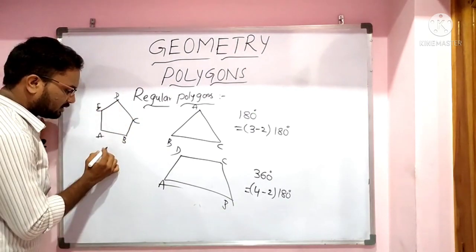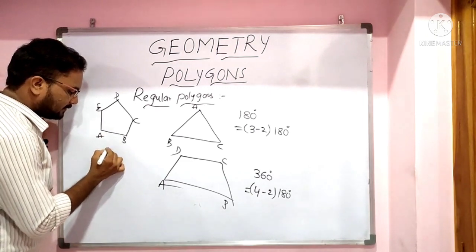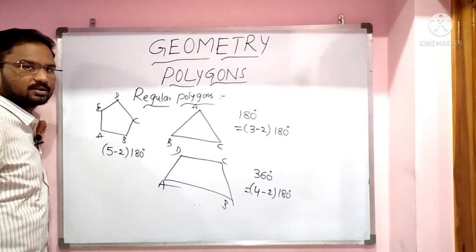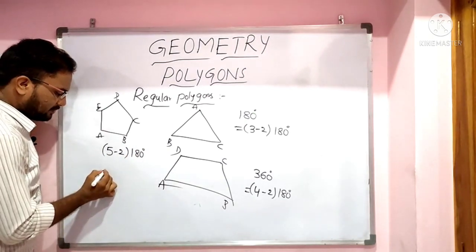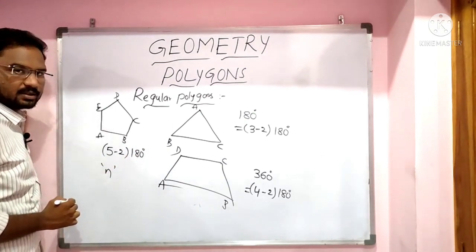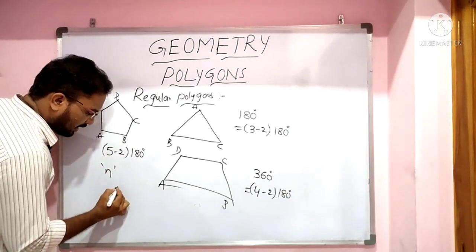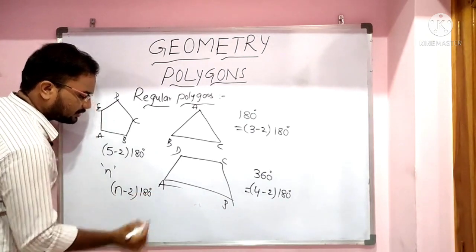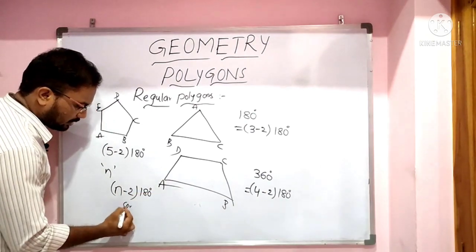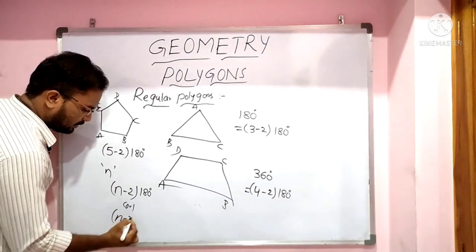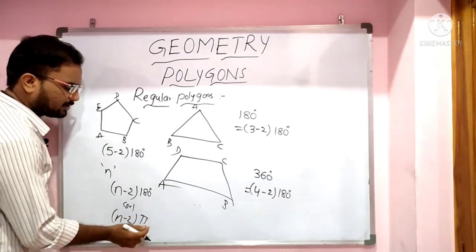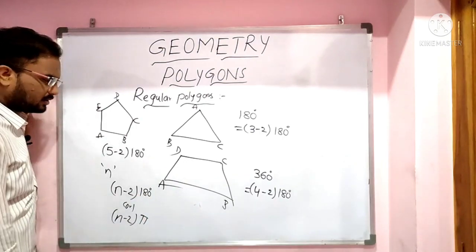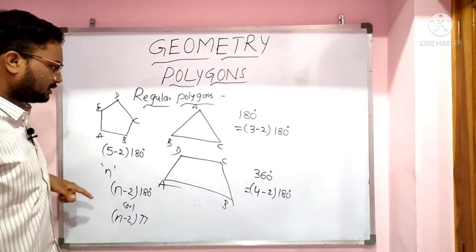For a pentagon, the sum of the interior angles can be written as (5 minus 2) into 180. That means for an n-sided regular polygon, the sum of the interior angles can be written as (n minus 2) into 180 degrees, or (n minus 2) into pi. Here pi means 180 degrees, not 22/7. So this is the formula for the sum of interior angles.